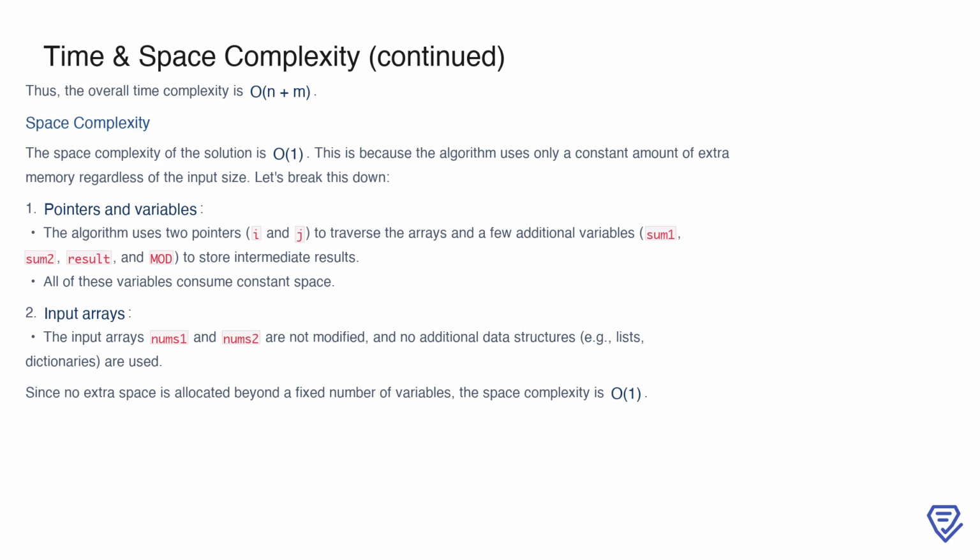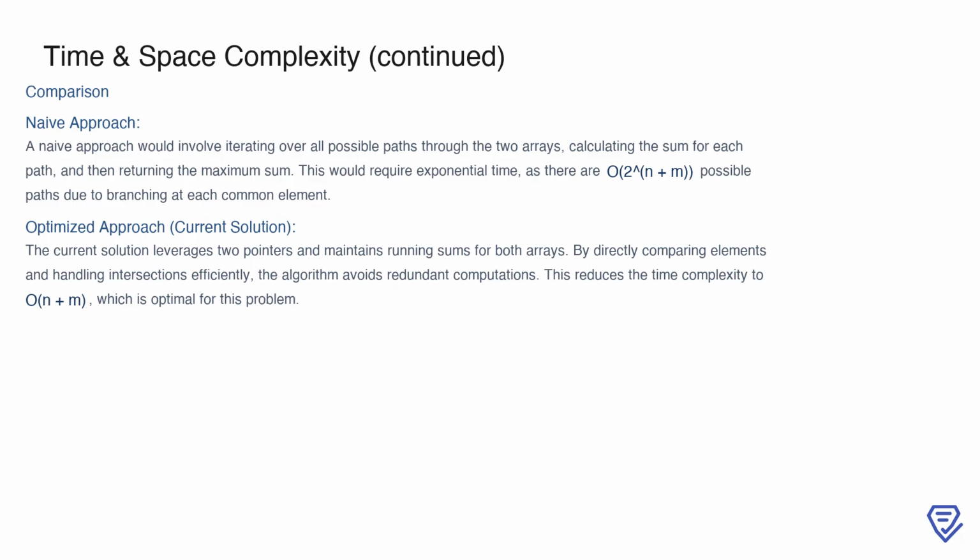To better understand the efficiency of this solution, let's compare it to a naive approach. A brute force method would involve exploring all possible paths through the two arrays, calculating the sum for each path, and finding the maximum. However, this approach results in O(2^(n+m)) time complexity due to the exponential number of possible paths created by branching at every common element.